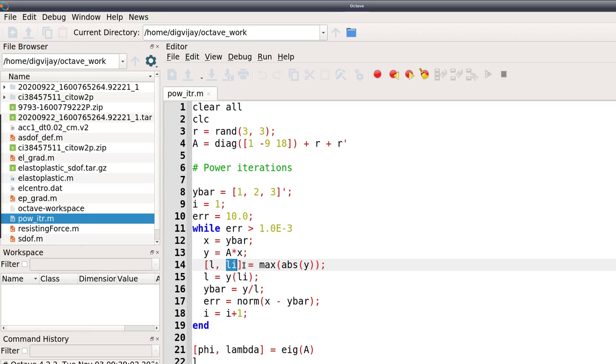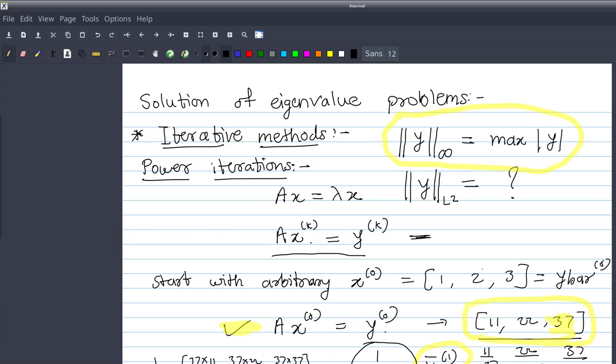L is an index; you find out what it does and why I have done this. If not, you will have to run this code multiple times with multiple values, and then you will see why I have done that. Anyway, so this L is our eigenvalue and y bar is our eigenvector.